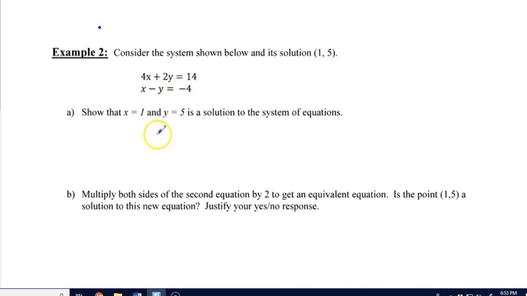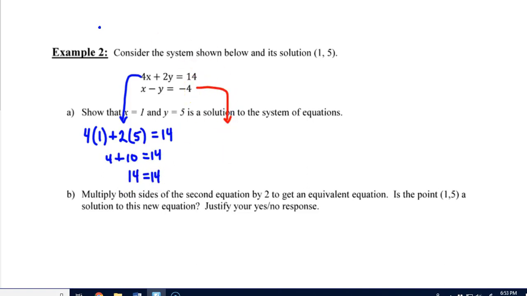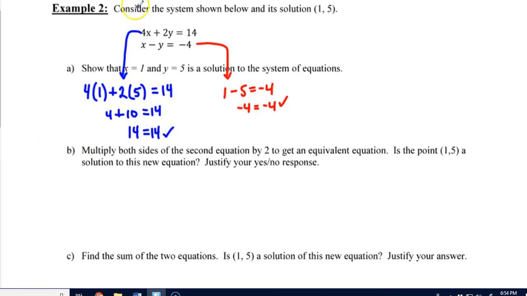So hopefully you pause to work these out. I'm going to play these in fast forward because I'm expecting that you can do this substitution. You can follow along with these prompts as we're trying to discover these techniques. Okay, so we obviously showed that (1, 5) checks. Now it's saying multiply both sides of the second equation by 2 to get an equivalent equation.